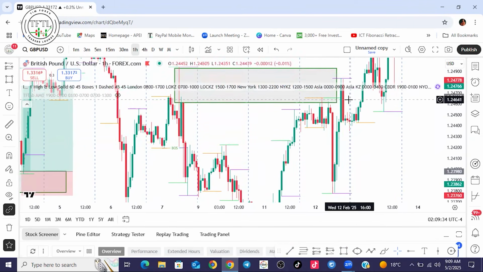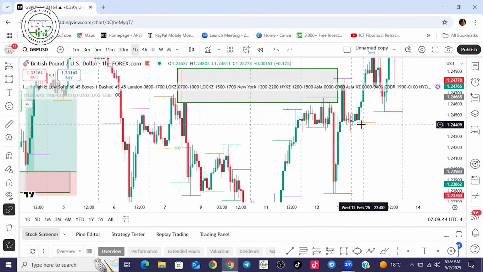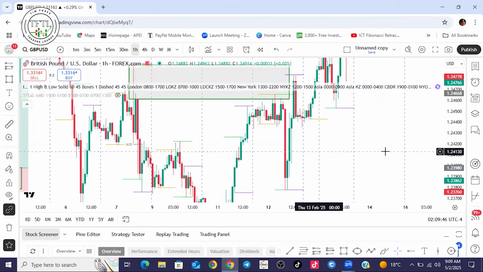It is during the Asian, I mean the London kill zone, right? It is during the London kill zone here. Okay, so then you see the price now drop, right?